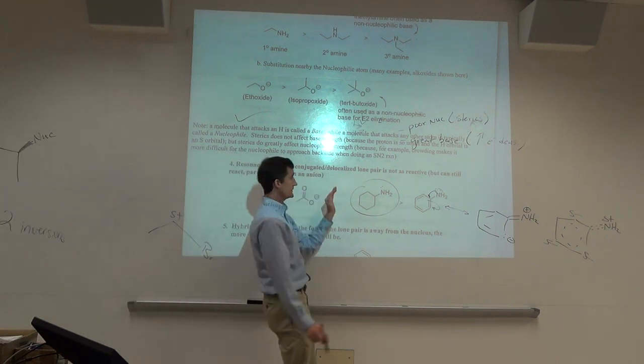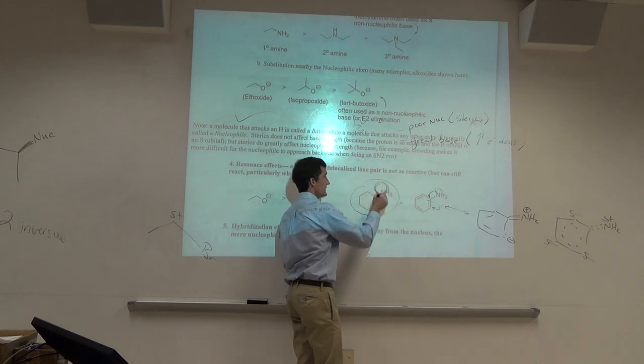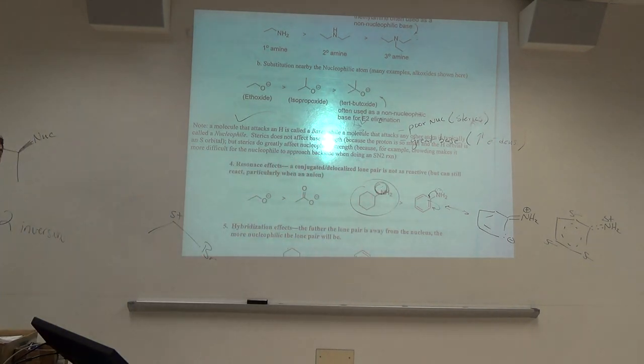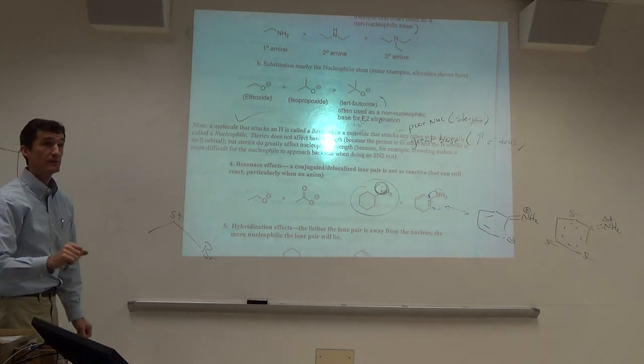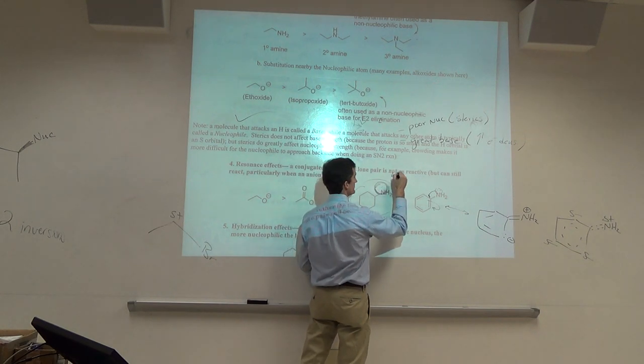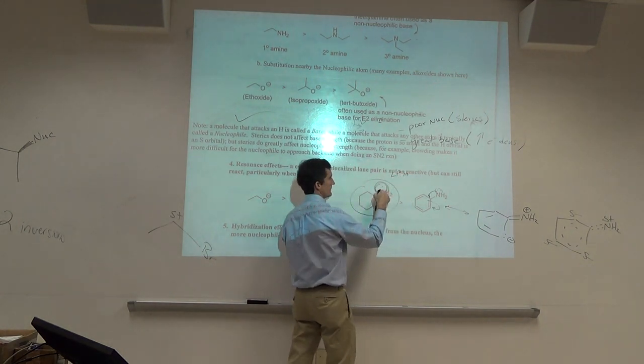But over here, this lone pair is sitting right there. It's not delocalized at all. There's no p orbital next door. It's sitting right there on that nitrogen. There's another argument we can make, or another way to say the same thing. What type of orbital is this lone pair in?